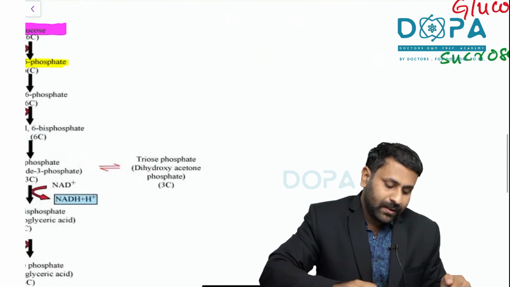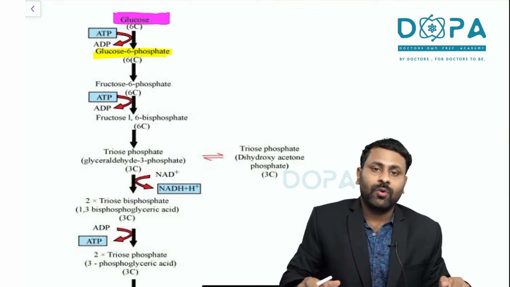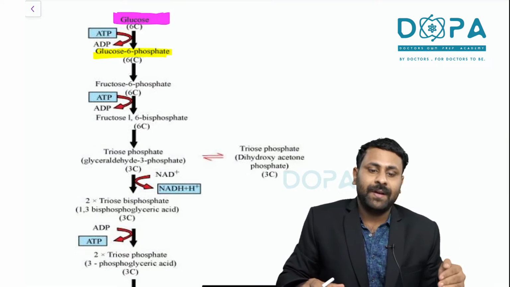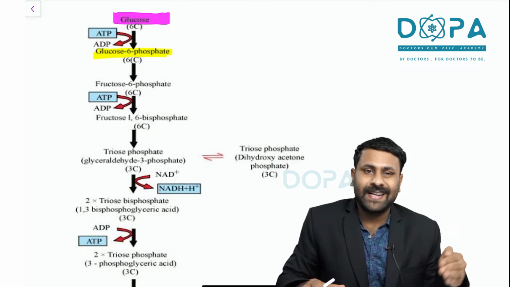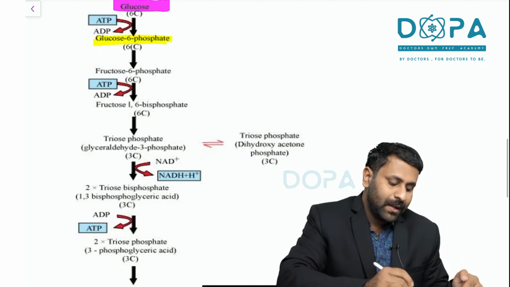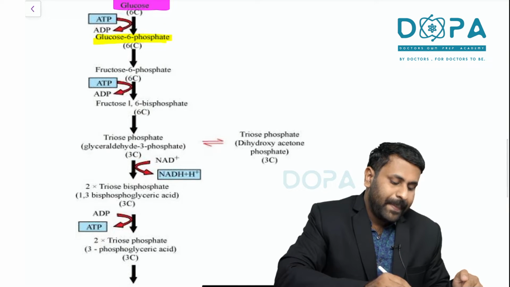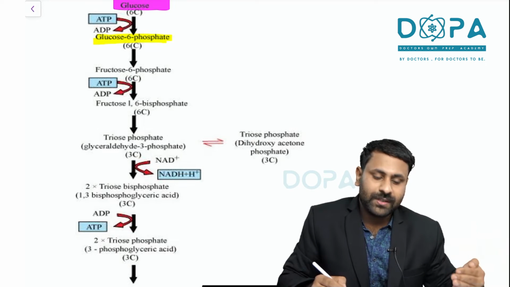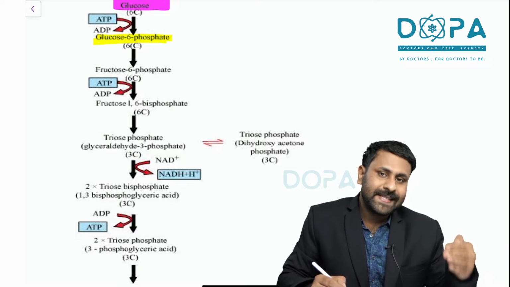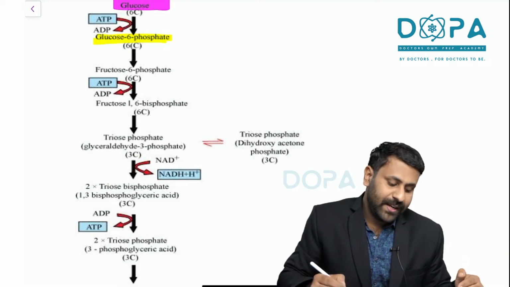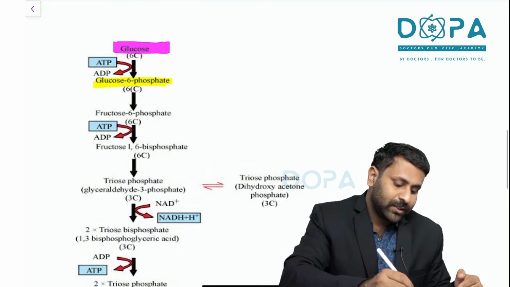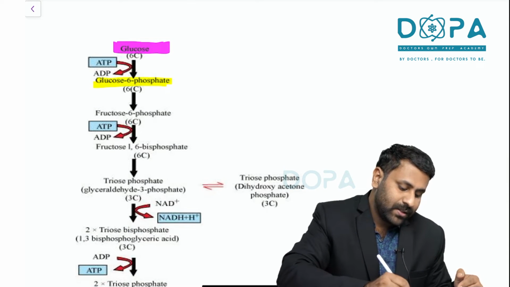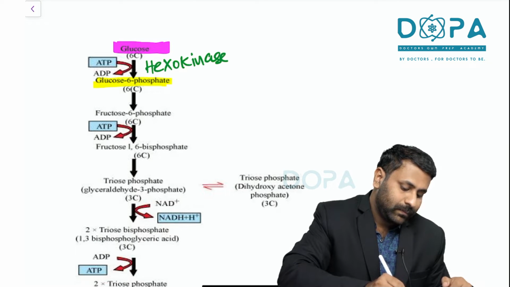Then this glucose is converted into glucose 6-phosphate. It is the first step. Glycolysis mainly consists of 10 steps. During the first step, glucose combines with ATP. That means ATP provides one phosphate group to glucose and it will convert into glucose 6-phosphate in the presence of the enzyme hexokinase. Which enzyme catalyzes this process? Hexokinase.